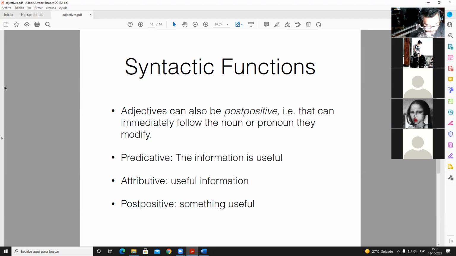Finally, we have the exception, postpositive. There, you can see how the very same adjective is placed right after the noun head or the pronoun head which it is modifying. Something useful. So those are the three different syntactic functions, right? Predicative, attributive, postpositive.